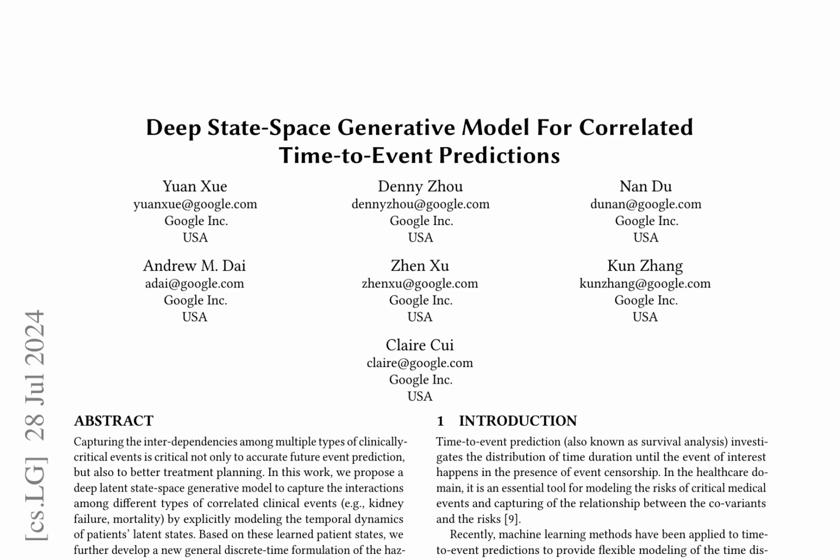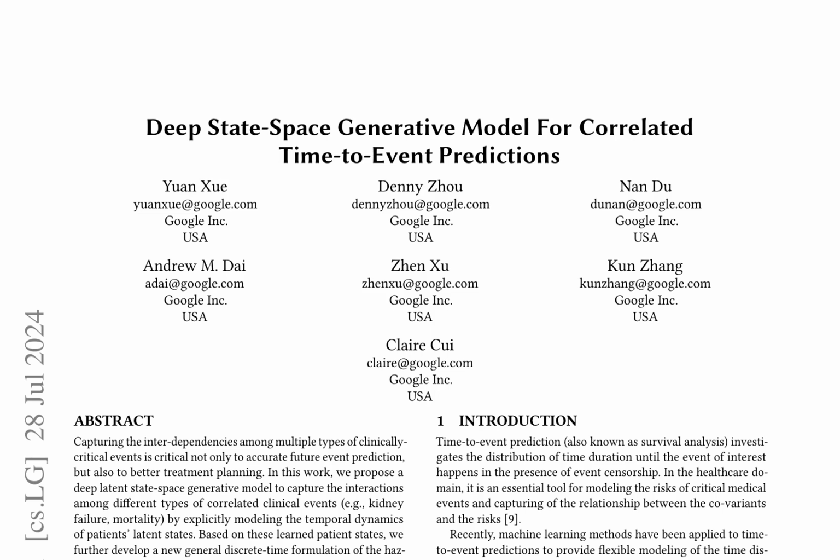This research paper introduces a deep latent state space generative model that captures the interactions among different types of correlated clinical events, such as kidney failure and mortality. The model explicitly models the temporal dynamics of patients' latent states, enabling accurate future event prediction and better treatment planning.